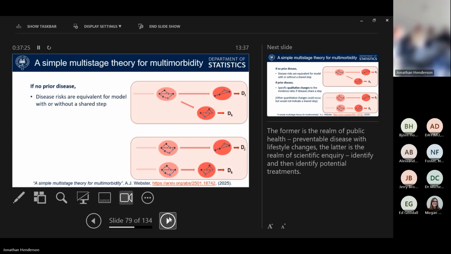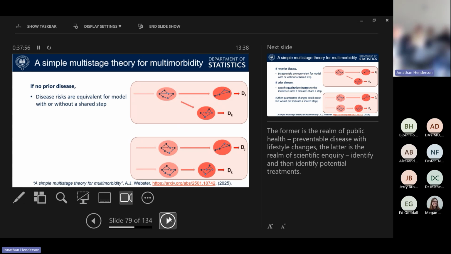Now, in contrast, the diseases could be independent. So let's imagine the situation also where you've got exactly the same thing, but the two diseases now are independent. Now, if there's no prior disease, if you're looking at the first disease you observe in an individual, you cannot tell the difference between these two models. The incidence rates will be identical for, say, disease J and disease K in both these models.